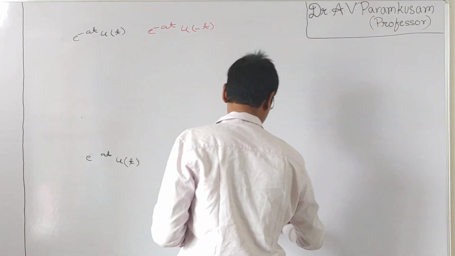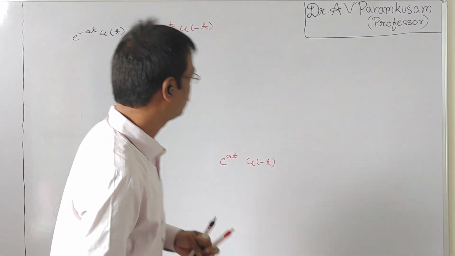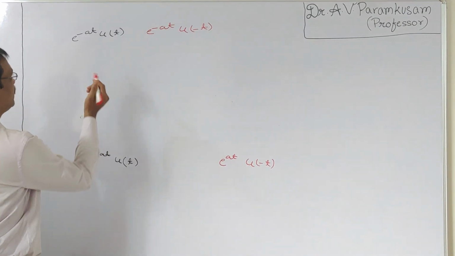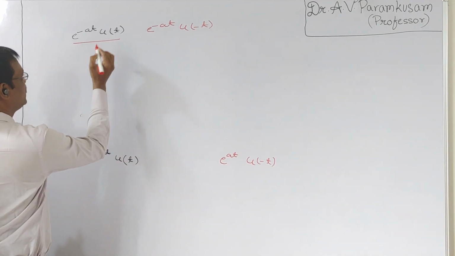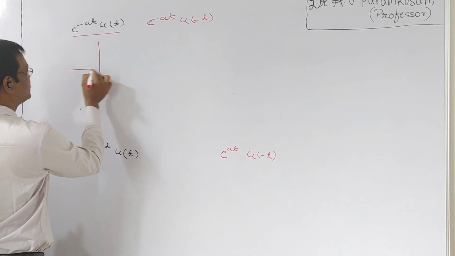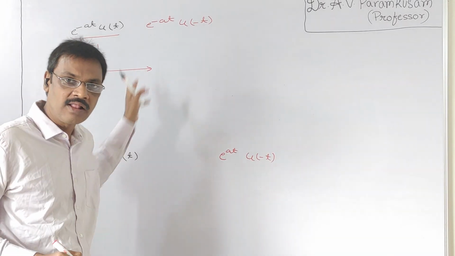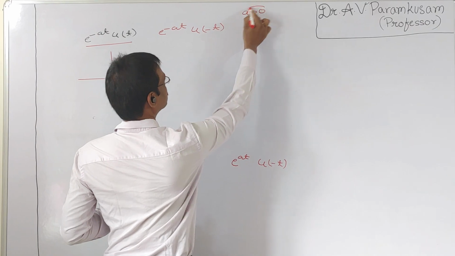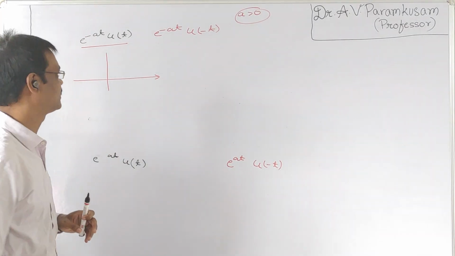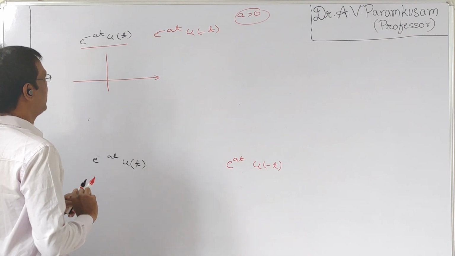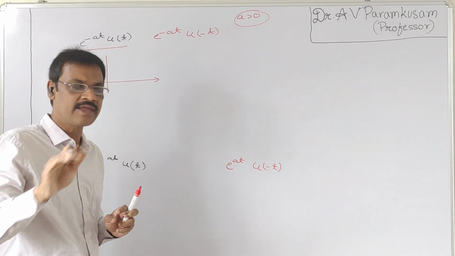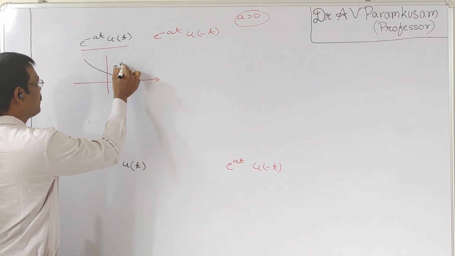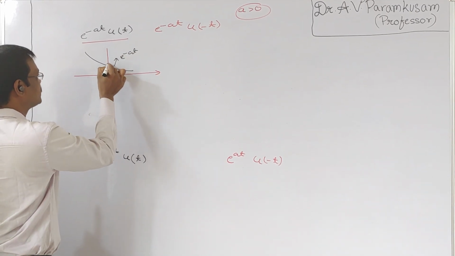Let us discuss why the Fourier transform exists for some signals and does not exist for other signals. Here I draw the e to the power of minus at u of t signal. Assume that for all these signals, a is greater than 0. e to the power of minus at is a decaying exponential. At t equal to 0, its value is equal to 1.